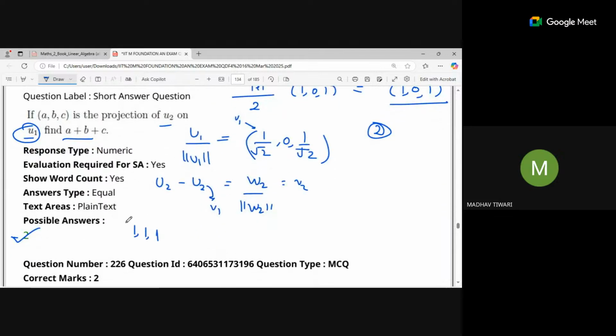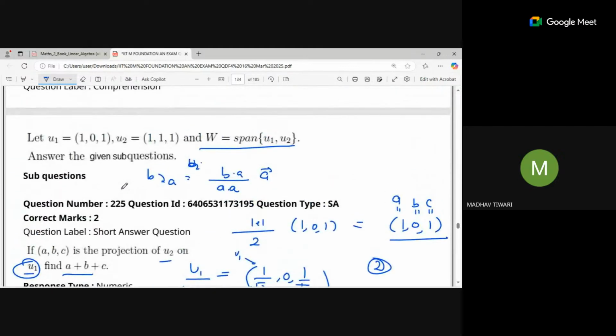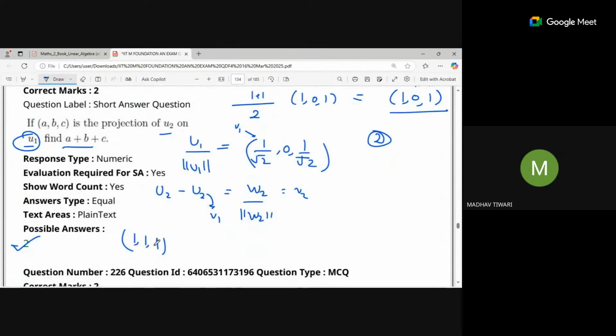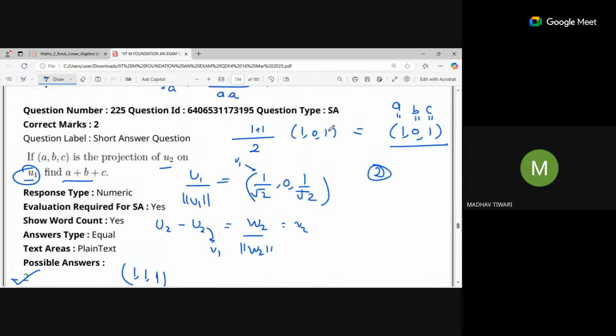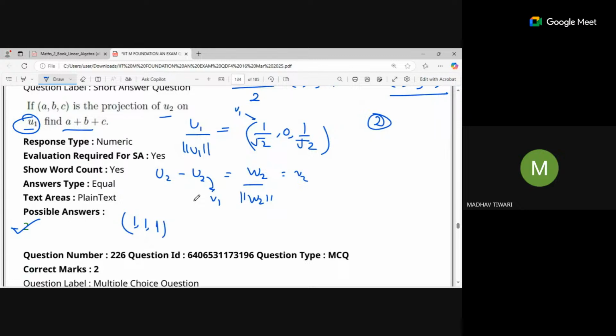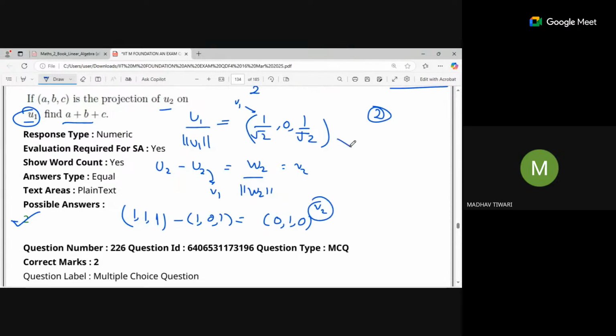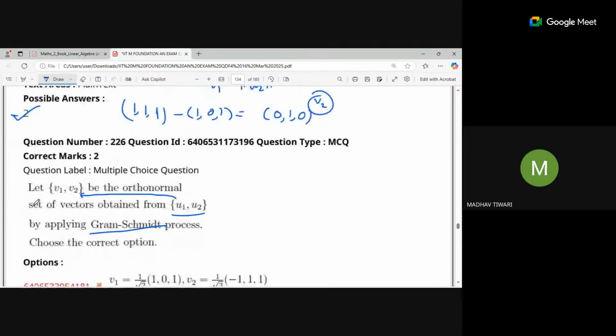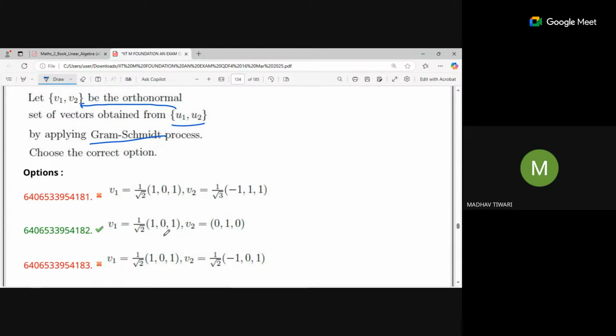So 1, 1, 1, minus its projection on u1. We found the projection, it was 1, 0, 1, right? If I subtract 1, 0, 1 from it, I will get 0, 1, 0. If I divide it by its norm, it will be the same vector, because its norm is 1. So this is my v2. v1 is this one, v2 is this one, or I can rewrite v1 as 1 by root 2 outside, times 1, 0, 1, and v2 as 0, 1, 0.